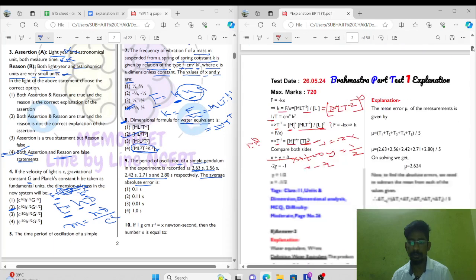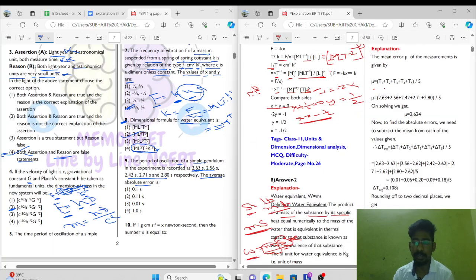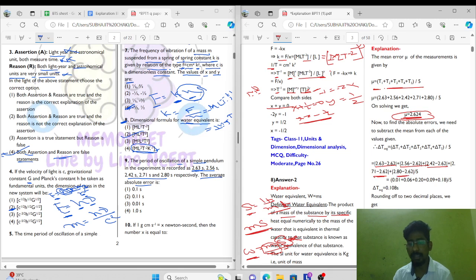So this is the total, and it is 2.624. Now, to find the absolute error in every part, what do you have to do? This is mu, the mean. You have to subtract each and every reading from the mean, taking the modulus, that means without sign, and divide by the total number of observations, that is 5. So you will get 0.108, that is equal to 0.11. That is the absolute error.